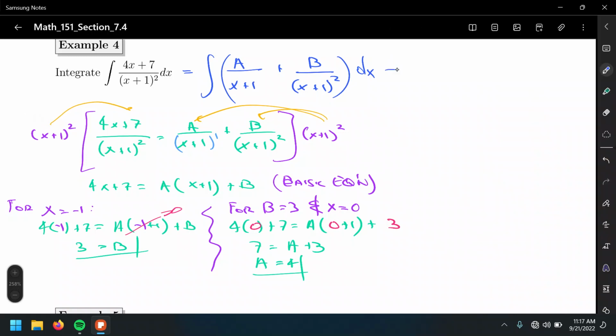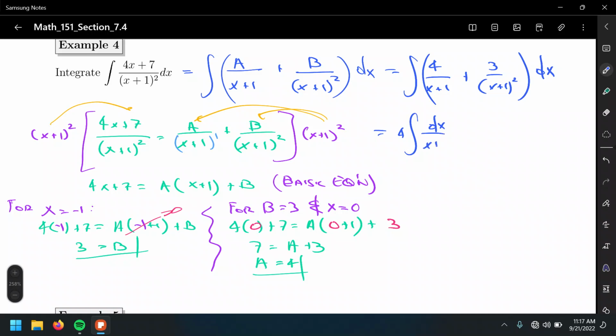So we may go back to our original problem, the integral of a, which is 4, over x plus 1, plus b, which is 3 over x plus 1 squared, with respect to x. So in this case, let's split this into two integrals. So 4 times the integral dx over x plus 1 plus 3 times the integral of dx over, well, you know what I'm going to do? Do you see how this integral dx over x plus 1 is going to be? Isn't that just some natural log?